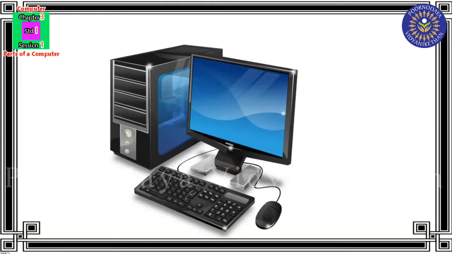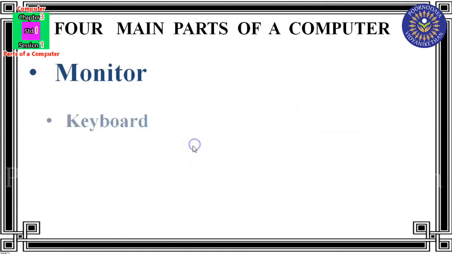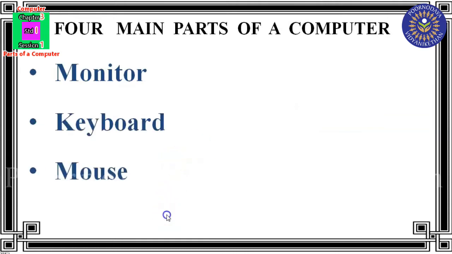Children, we have different parts in our body that help us to do different activities. They make our body function properly. Similarly, computer has different parts to perform different activities. A computer has four main parts. These parts are connected to each other by wires or cables. The four main parts of a computer are monitor, keyboard, mouse, and CPU.